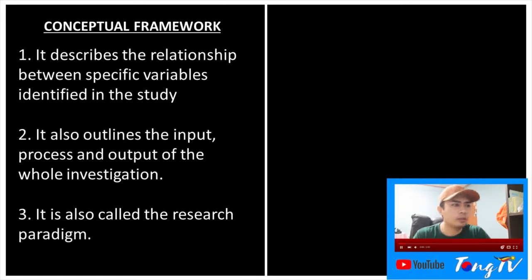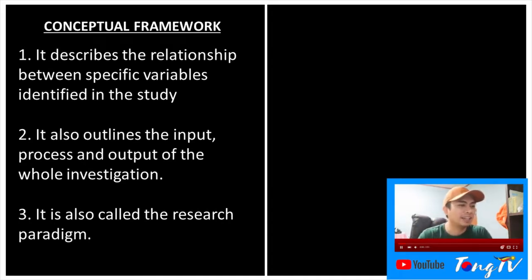Next, pag conceptual framework, it describes the relationship between specific variables identified in the study. So, if you're going to have your diagram, makikita din yung mga arrows, and please take note, yung mga arrows may mga ibig sabihin yan. Kung yung arrow mo ay papunta dito, ibig sabihin, from this side to this side, merong epekto yan. Kung double arrow naman, meron ding epekto yan. Kung single line din yan, may epekto din yan. Okay, so kailangan matutunan yan. Hindi ko na siya isa-isahin, tanungin ninyo yung teacher ninyo.